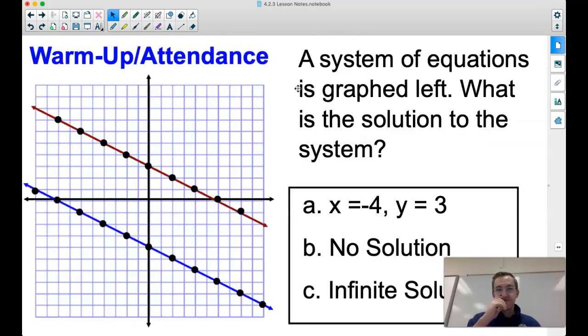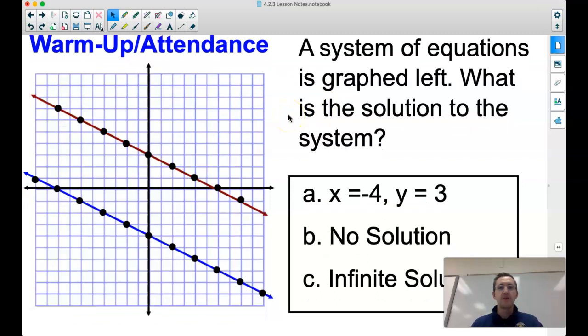Moving on. We're going to start with a little warm-up question today. A system of equations is graphed at the left. We have those two lines. What is the solution to the system? If we think back to our Chapter 4 toolkits, hopefully we have those out in front of us anyway, we know that the solution of a system of equations on a graph is always where the two lines intersect. I don't see any intersection point here.